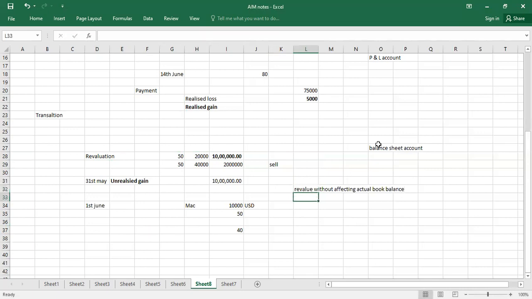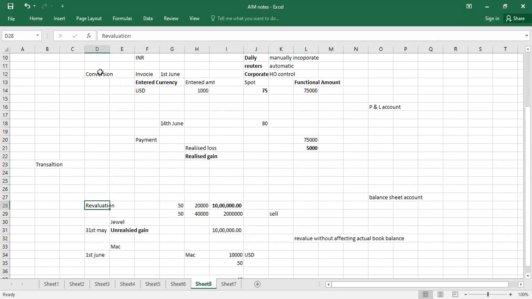Okay. You will not affect the books. But the entries will be passed in this account. For every account it will create unrealized. For jewel account, it will create an unrealized gain or loss. For machinery, it will create. Totally, you will have a balance. But all the difference will go to unrealized gain or unrealized loss only. Okay. This is called revaluation. Understand what is the difference between conversion and revaluation? Right. Everyone understood?